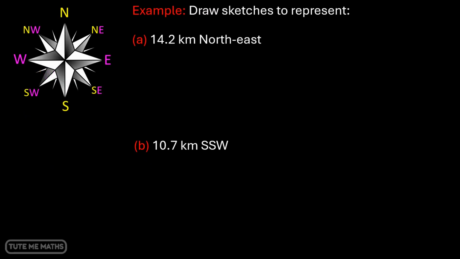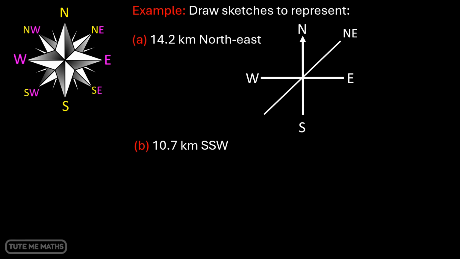Try these quick examples. You need to draw a sketch to represent the information provided. You should include any relevant angles to clarify the direction represented. It's best to start with a basic compass rose showing just the cardinal points. We can then mark in the northeast, halfway between north and east. Hopefully you remember that the angle must be 45 degrees, but it's important to understand how to derive these angles if they're not immediately obvious.